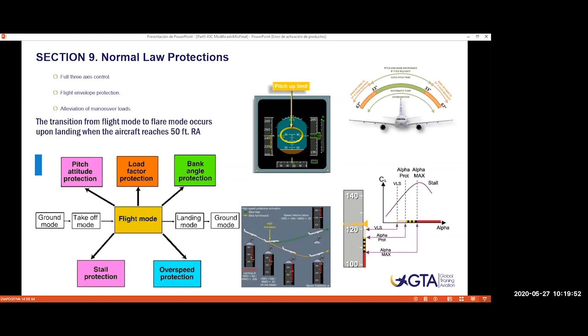What happens with the overspeed? The overspeed protection doesn't let the aircraft go far beyond VMO or MMO. Because if we try to pitch to increase the speed above this amount, it doesn't matter what you do, automatically the aircraft is trying to pitch up to reach the limit. So in normal law, as you see, there are protections. We cannot overpass these limitations.